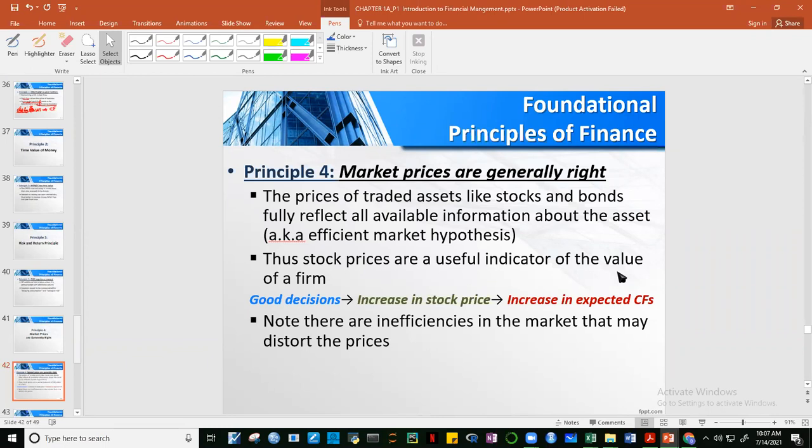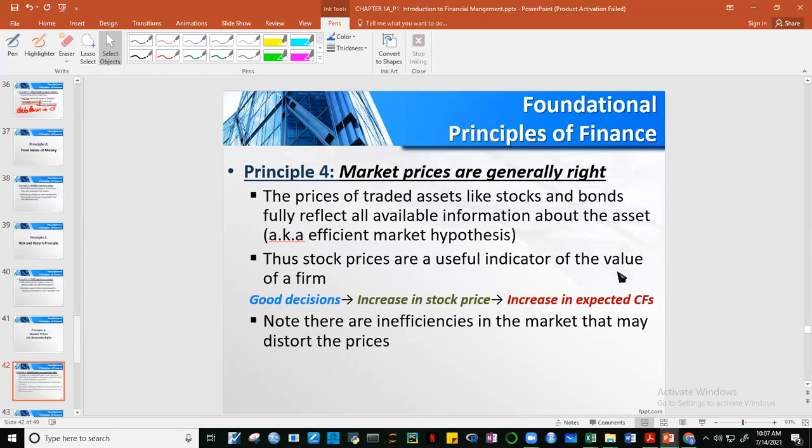Pag nag-sell off sila, ano nangyayari? Gusto nila ibenta yung stock nila kasi nga pangit yung mga news. So what will happen is that you have an oversupply of the stock, tapos konti lang yung gustong bumili. So stock price will go down. So this is a classic example of the demand and supply principles sa economics.